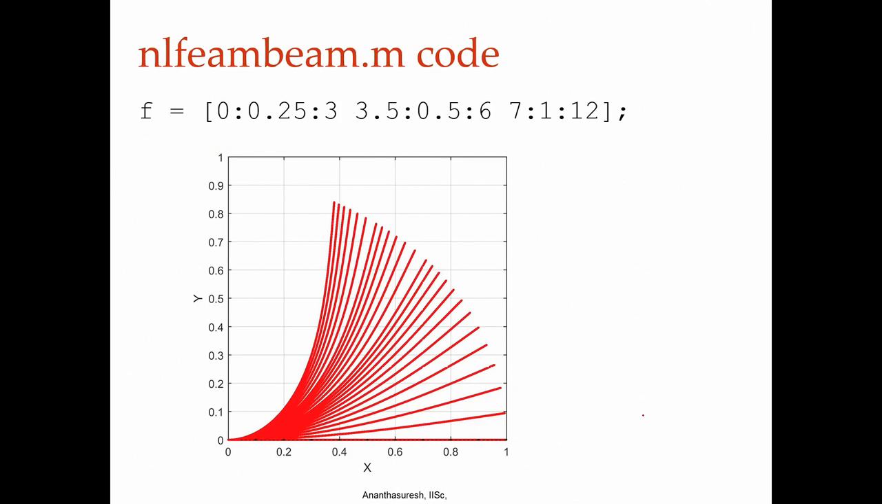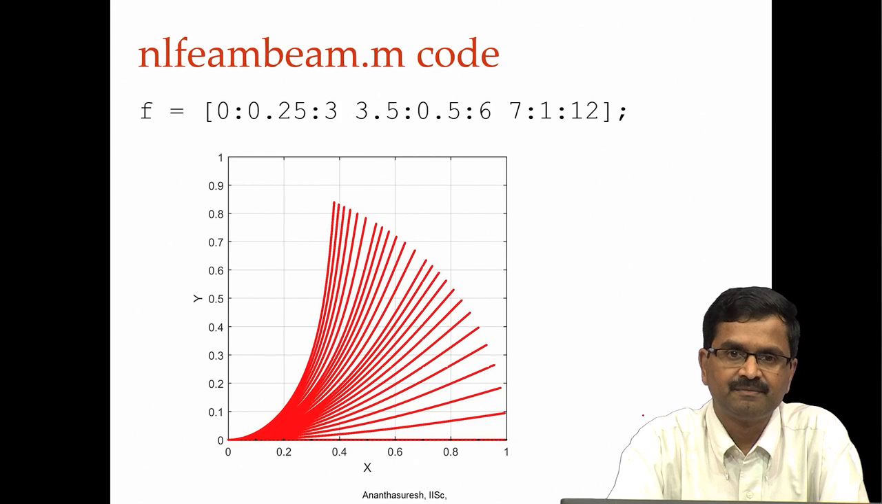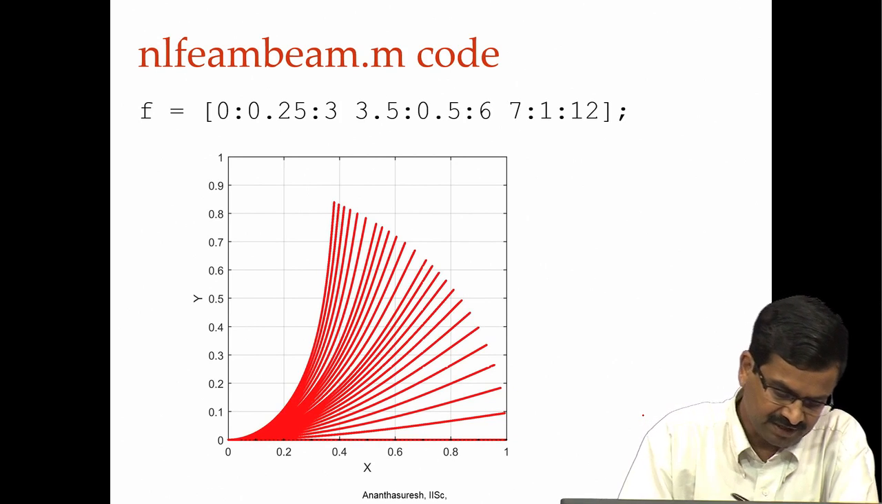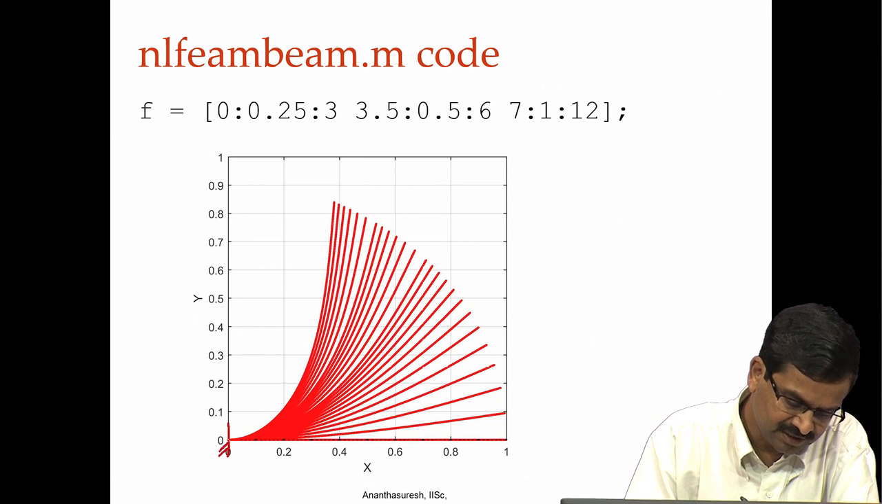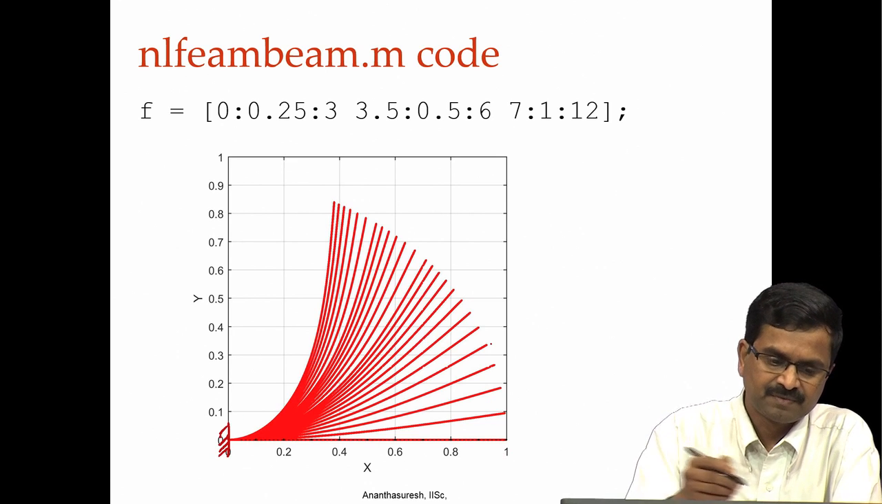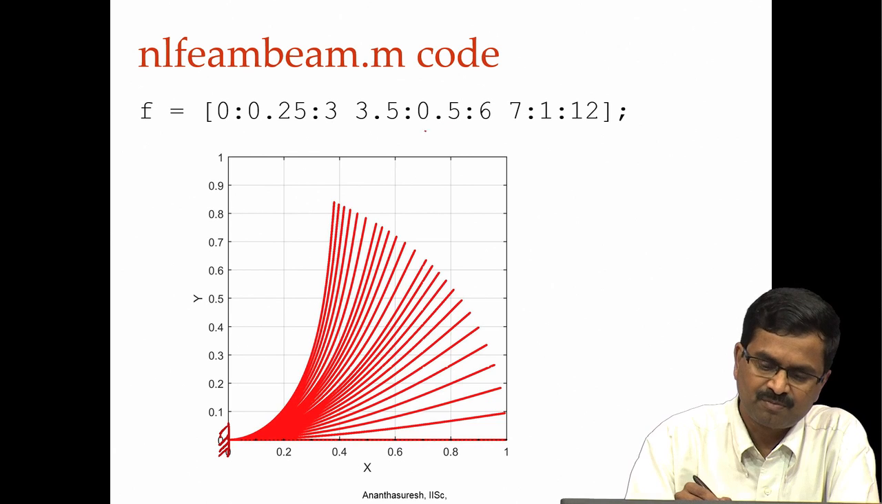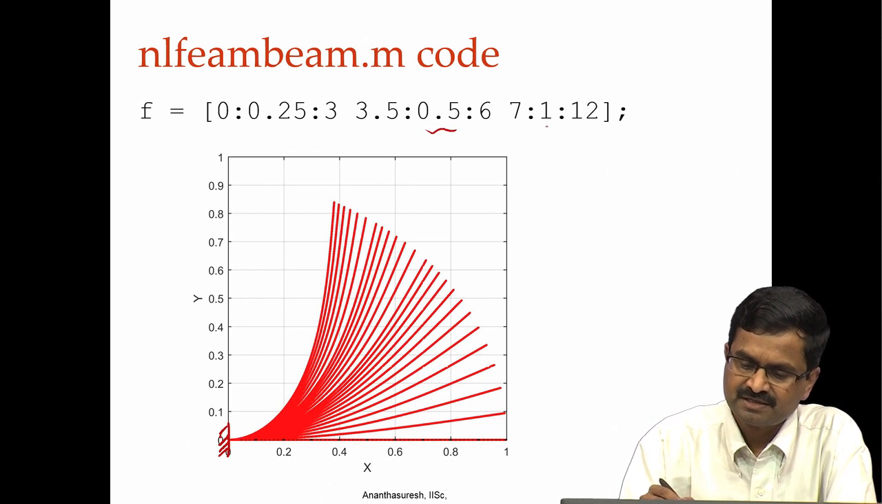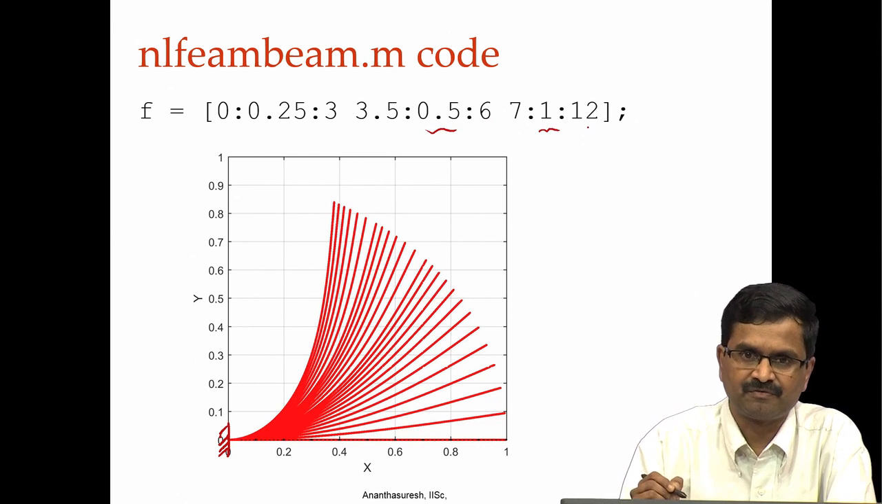Now, here is the result of running the nonlinear beam code that you will all have as supplementary material with this lecture, where we have taken the beam which is fixed over here and the force is applied there for different values of forces, starting from 0 in steps of 0.25 up to 3, steps of 0.5 up to 6, steps of 1 Newton up to 12.